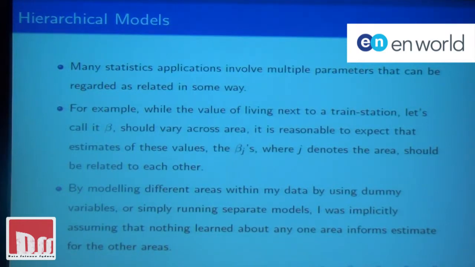And here, this is essentially the example that I give. While the value of living next to a train station, let's call it beta, should vary across areas, it's reasonable to expect that the estimates of these values, the beta j's, should be related to each other. Now this is the key thing. By modeling the different areas within my data, by using dummy variables or running separate models, you're implicitly assuming that nothing can be learned from the other areas.